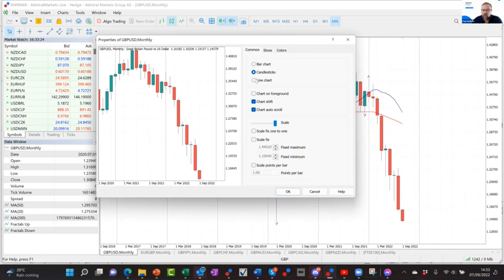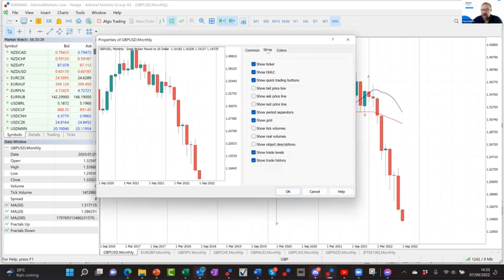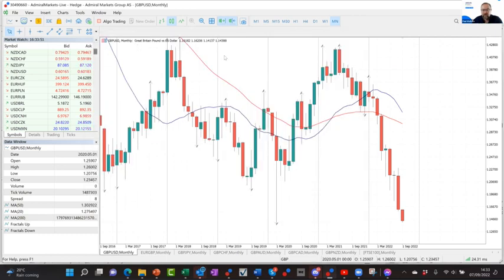You can show candlesticks here. I'm not necessarily fussed about the bid ask price line, but I want to see the ticker, and the open, high, low, close. I'll have a little bit of a grid, and I want to be able to show trade levels and trade history in the past if I want. What is also very important is I have show period separators. On a monthly chart you can see the vertical lines run. That's the period separator, so on a monthly chart each period separator is a year, and you'll have 12 candles going through.